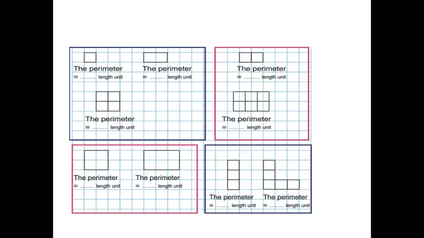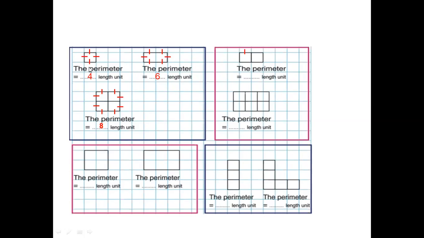Okay, let's see another example. If I have a square like this, the perimeter is in units. So the first one, the perimeter is going to be 1, 2, 3, 4, which is going to be 4. And the second perimeter is 1, 2, 3, 4, 5, 6. So it will be 6. And this shape is going to be 1, 2, 3, 4, 5, 6, 7, 8. So it's going to be 8.